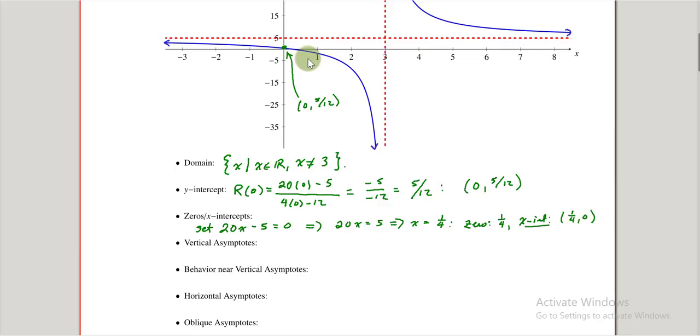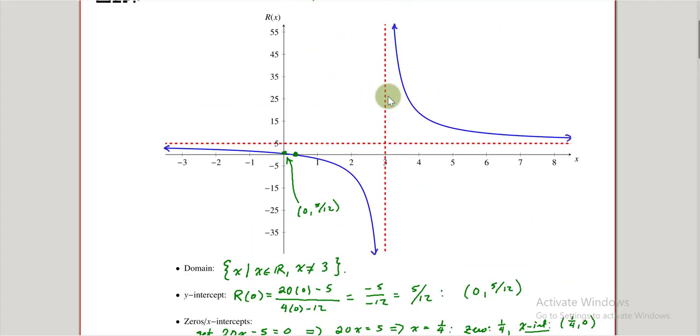Again, some of these things are harder to tell on this graph because of the scale, but I wanted to focus on the asymptotes. That's partly why the graph is zoomed out so much. But here we have the x-intercept of (1/4, 0).